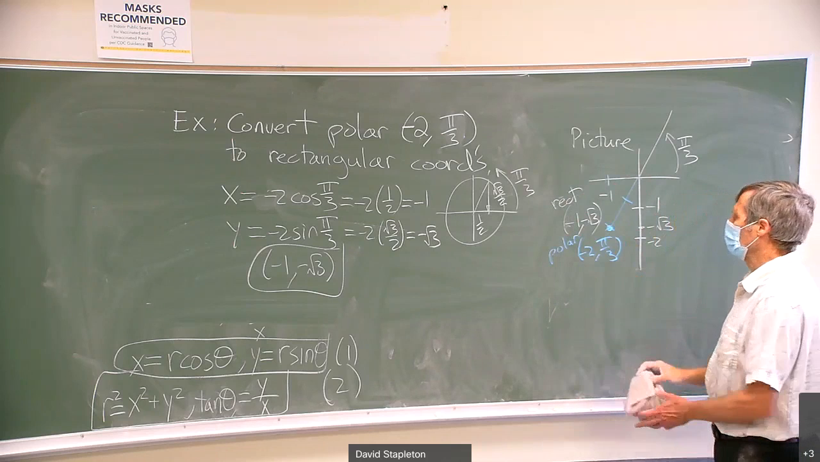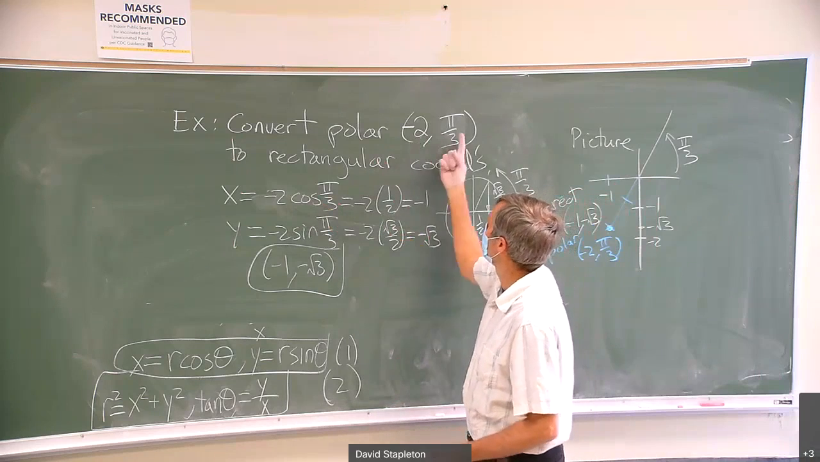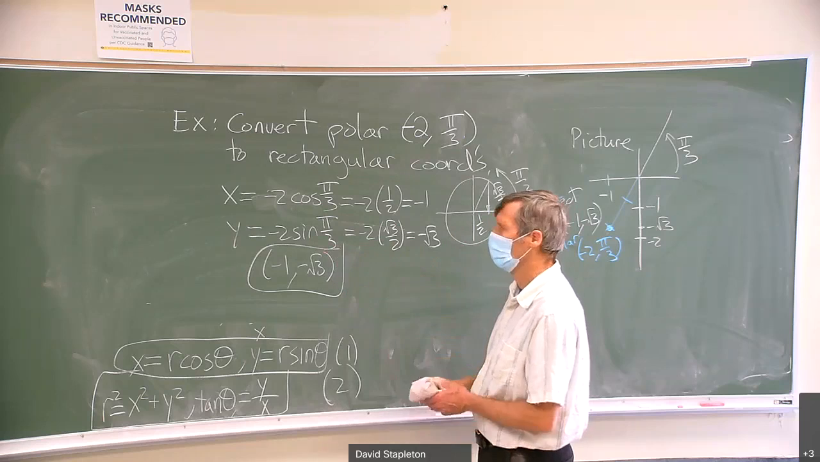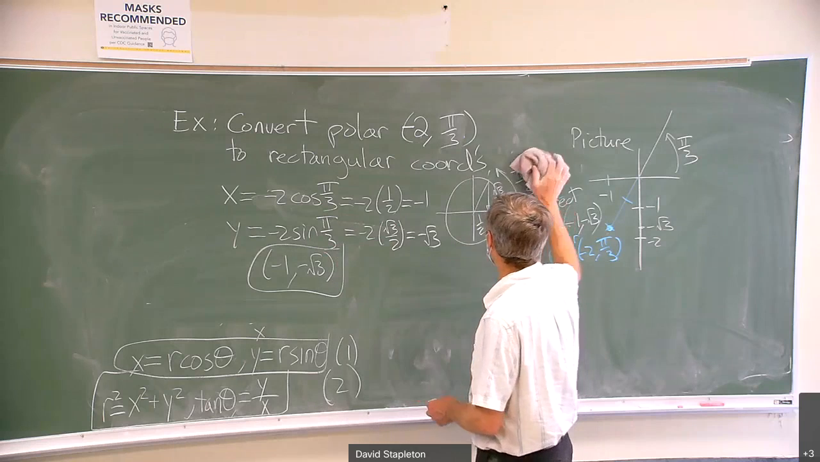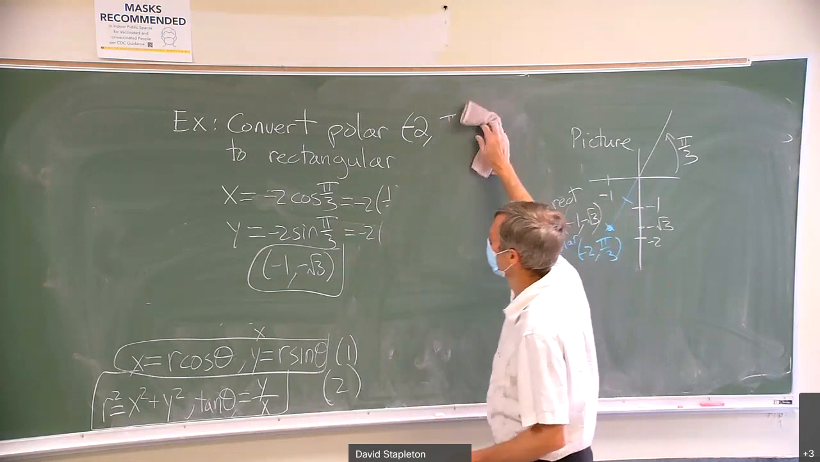Okay, so converting to rectangular, all you have to do is just take this number times cosine of this number for x, this number times sine of this number for y. Nothing more to it than plugging in. But the picture is more complicated as far as negative.